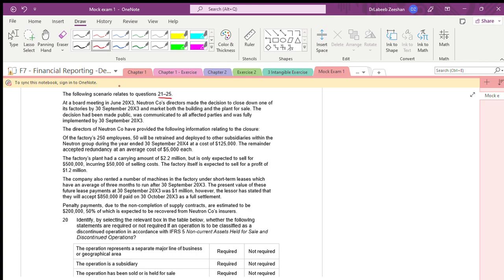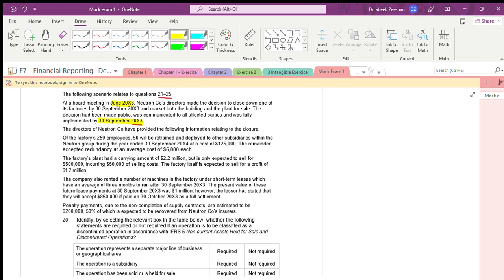Was it fully implemented by how much? Dates are important, okay, dates are very important. When it happened, it happens. They have held more meetings, and they have decided what to do. The directors of Neutron have provided the following information.